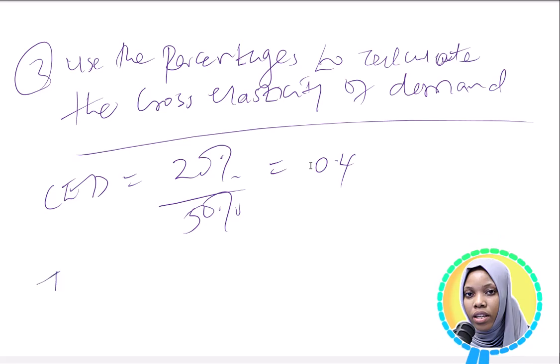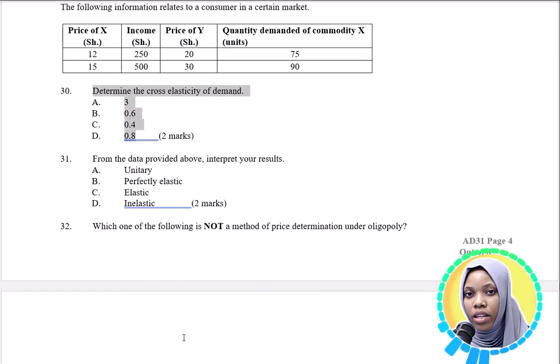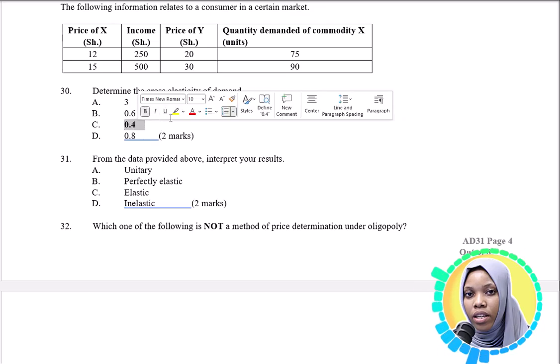So here the cross elasticity of demand is 0.4. Let's go back to our question and see if we have 0.4 as one of our choices. Yes. So our choice here is choice C, 0.4, as our cross elasticity of demand.